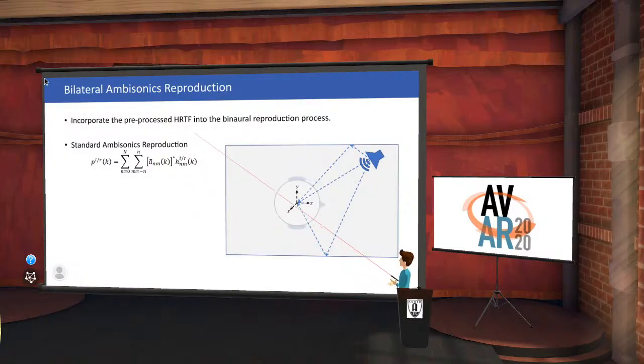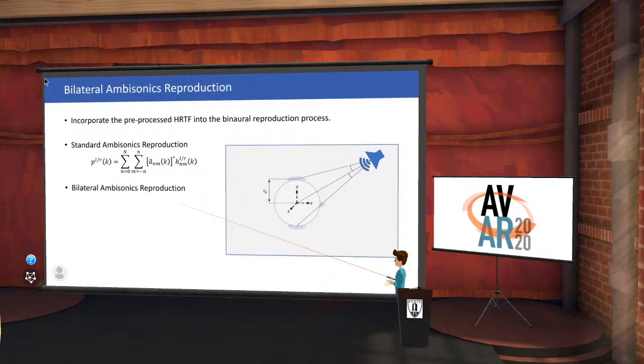So the aim is to incorporate the preprocessed HRTF into the binaural reproduction process. To remind, the standard ambisonics reproduction, as we see here, is the binaural signal computed using ambisonic signals relative to the center of the head, and spherical harmonics coefficients of the HRTF for the left and right ear, relative to the same coordinate system.